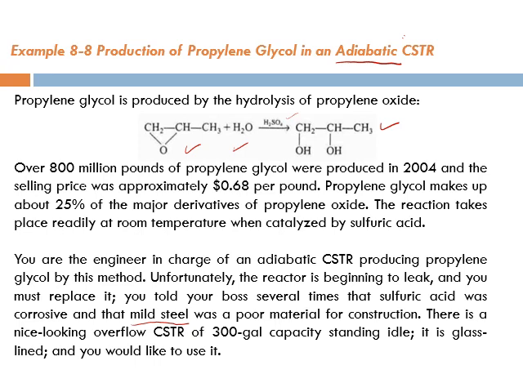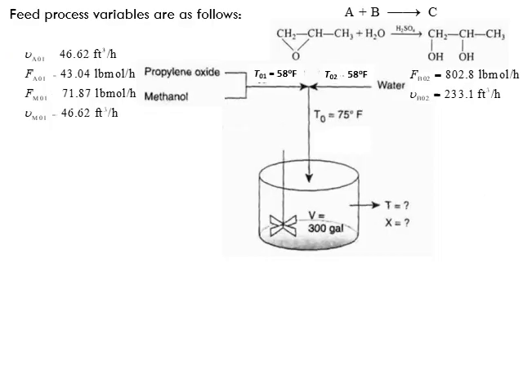There is a nice looking overflow CSTR of 300 gallon capacity standing idle. It is glass lined and you would like to use it. Now you can see that it's a much better material of construction because it's lined with glass, so it will not be corroded. Okay, let's get to know more about the process.